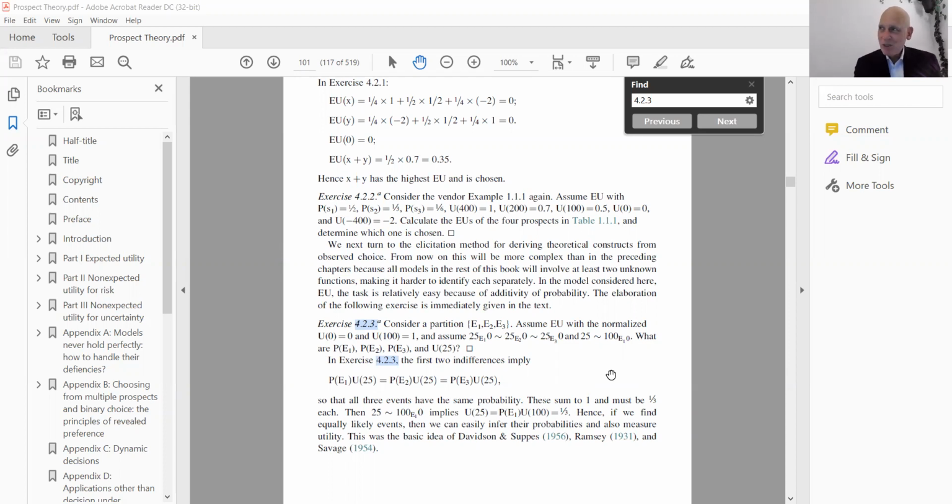Anyway, then from that you can easily see that they must all have probability 1/3. Then the union of two has 2/3 and so on. And then once you have those probabilities already, from the indifference here, you can already find out what the utility of 25 must be. So here's another example where sometimes things are easy.